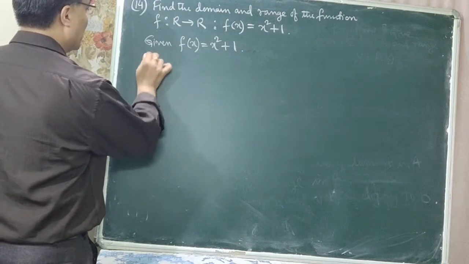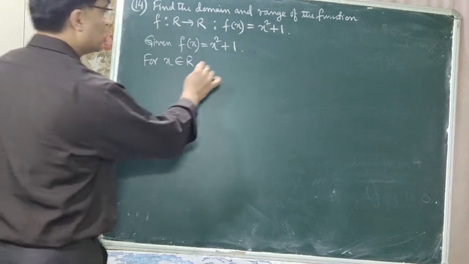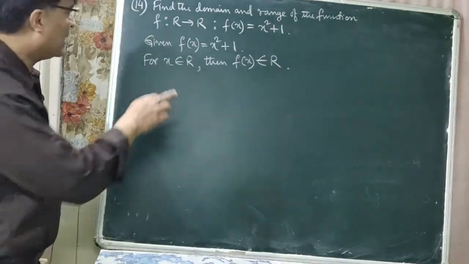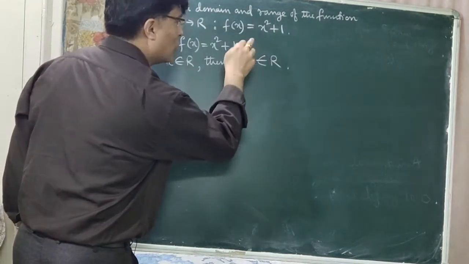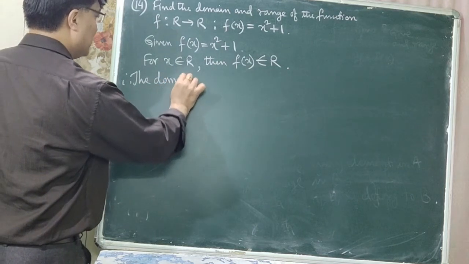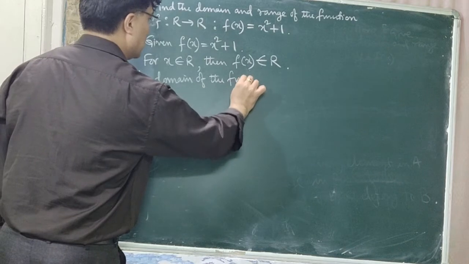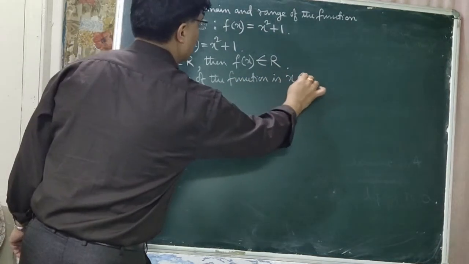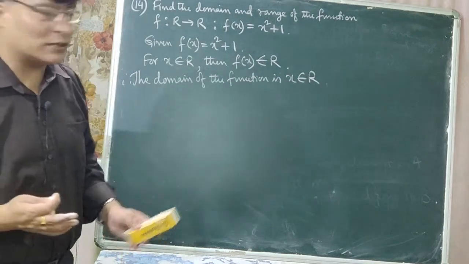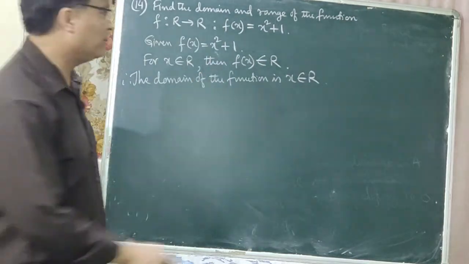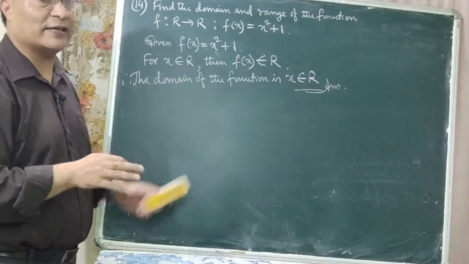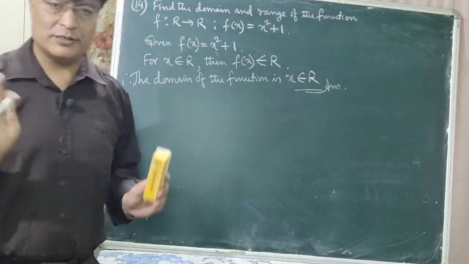So now for x belongs to the set of real numbers, then f of x is also real. If x belongs to the set of real numbers, then f of x also belongs to the real numbers. So therefore the domain of the function is x belongs to the set of all real numbers. Okay, so this is the answer for the first part. That is, we have got the domain of the function. That is, those values of x for which f of x is defined is x belongs to the set of real numbers. Is that clear?